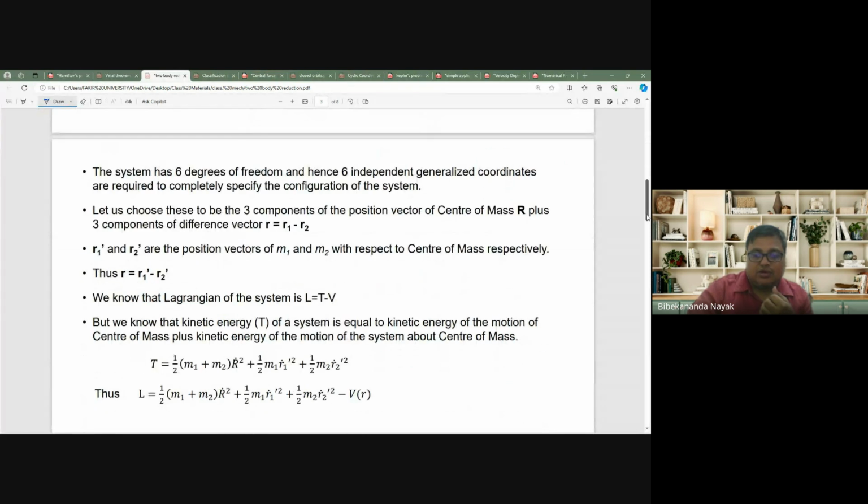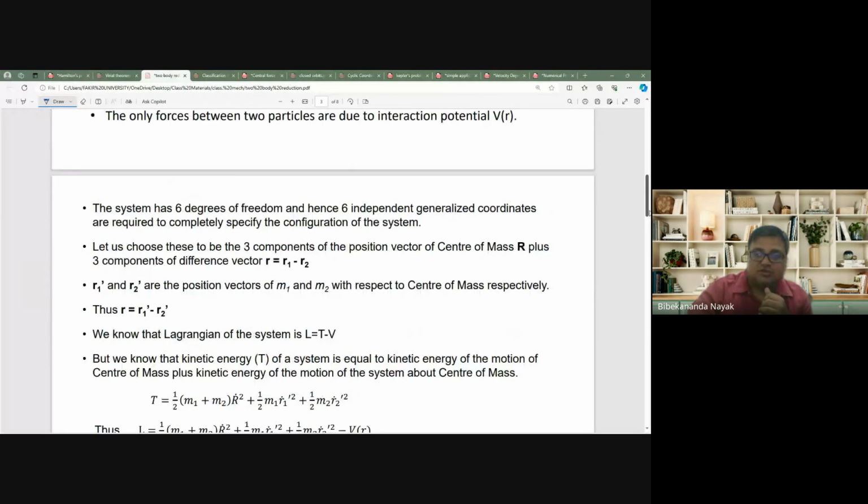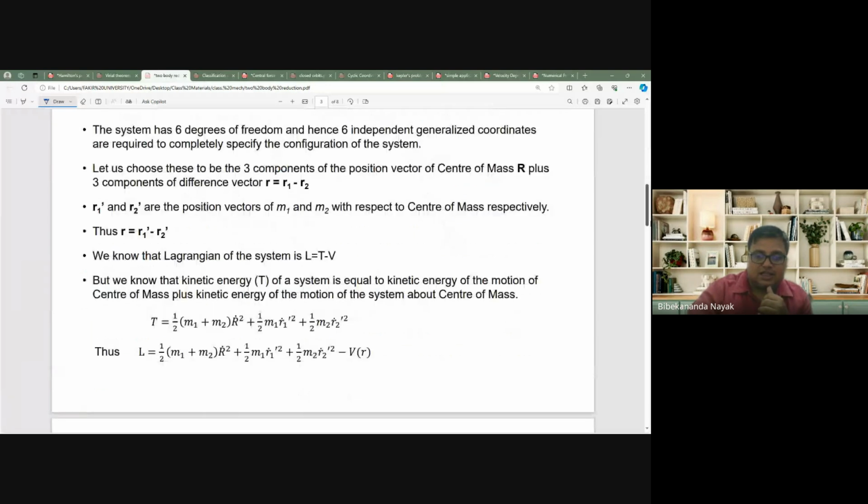Now for a two body system, we know its Lagrangian, right? What is the Lagrangian for this system? There is a definition: the kinetic energy of a system is equal to the kinetic energy of the motion of the center of mass plus the kinetic energy of the motion of the system about the center of mass. You can also prove it. About the center of mass, the coordinates are prime coordinates.